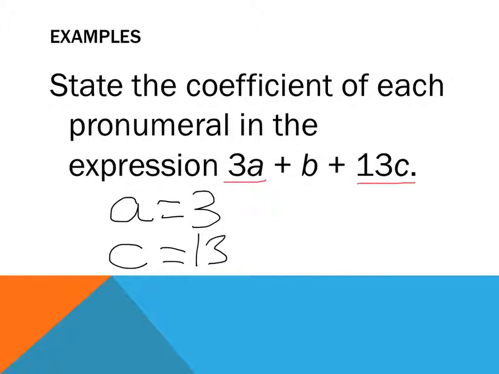Now, it appears I have a problem when I get to B, but I'm hoping this might be something you guys remember. If a pronumeral doesn't have a coefficient in front of it, or it doesn't tell me exactly how many instances of it there is, it means the coefficient is 1. Okay, so B didn't have a coefficient in front of it, but there's only one instance of B, so its coefficient is 1.